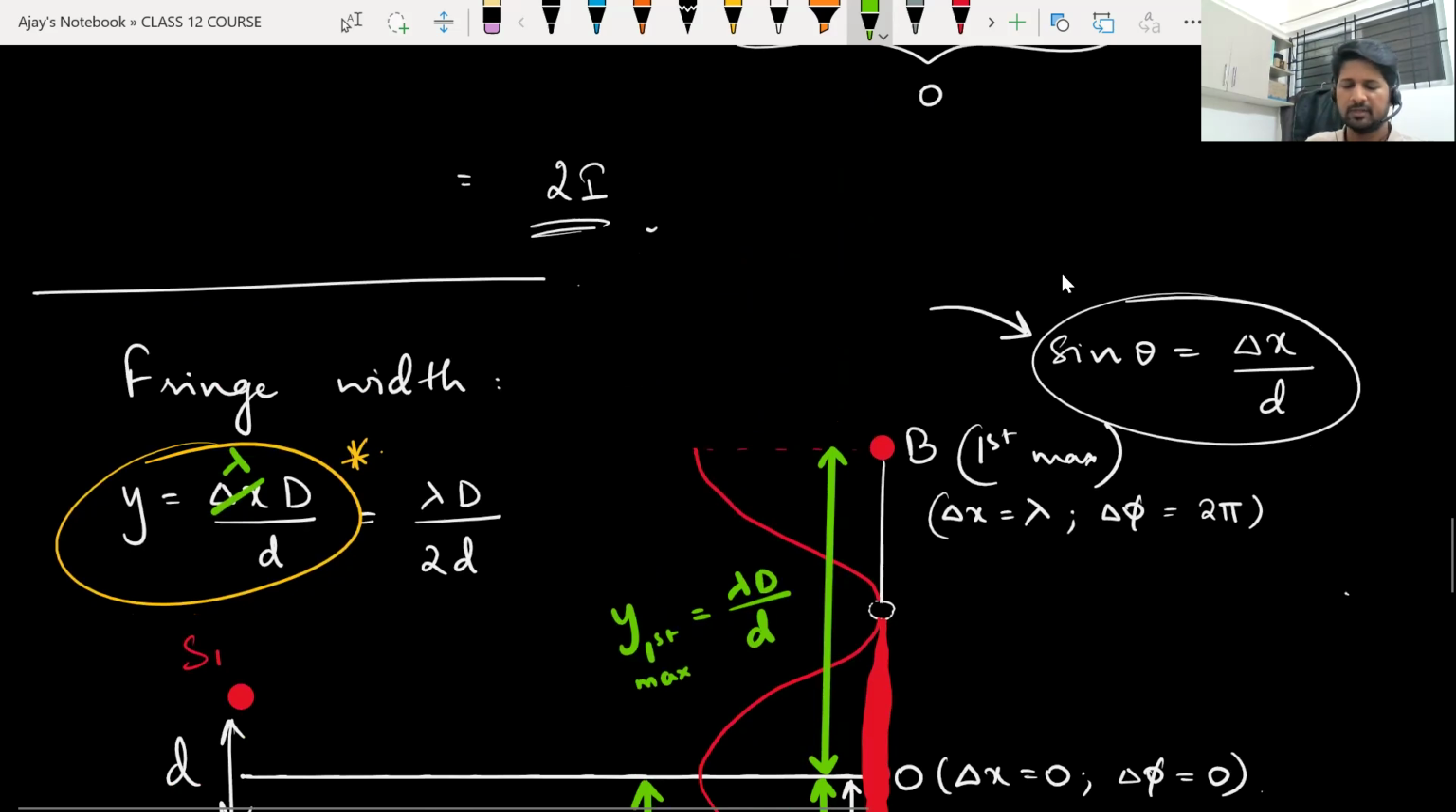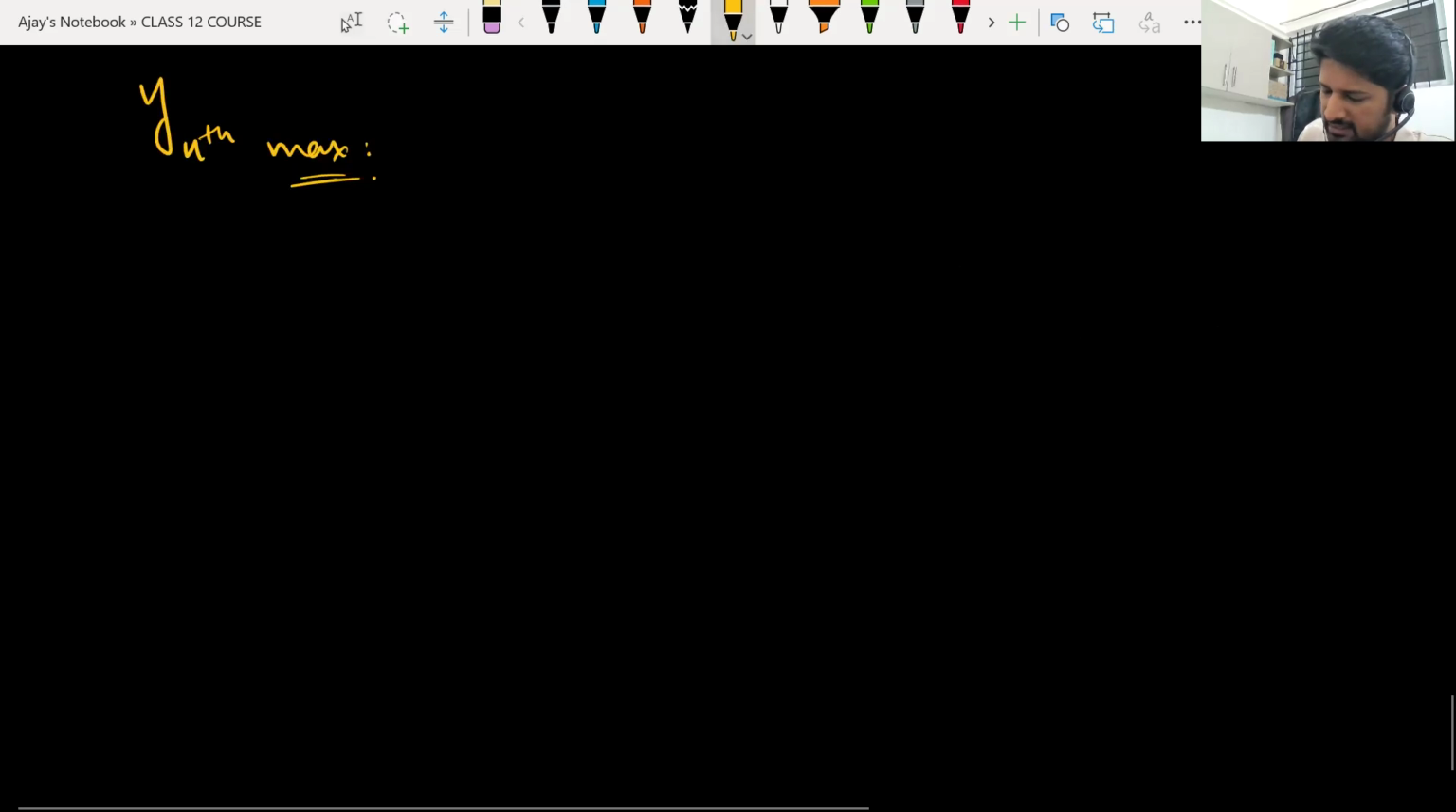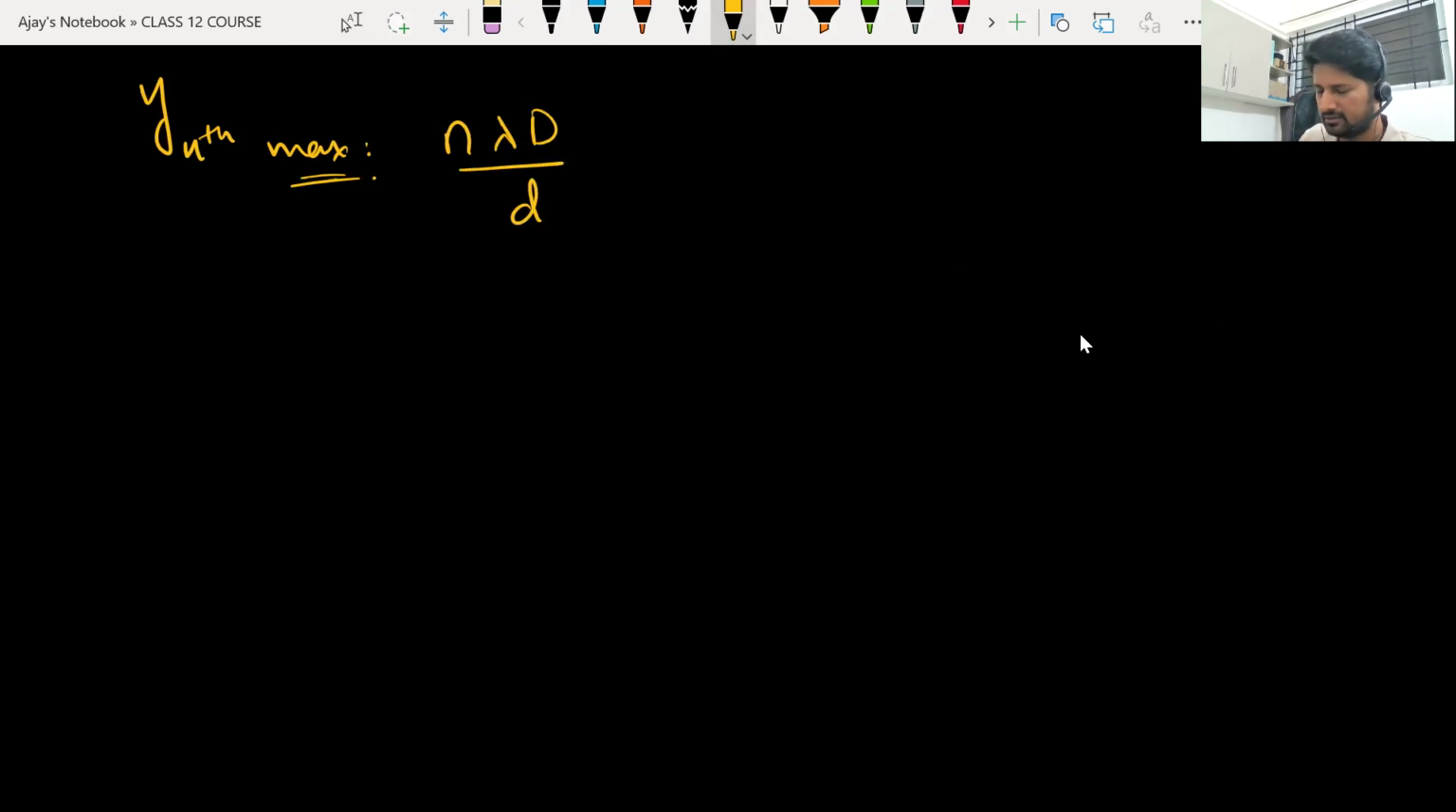For the first maximum, the path difference is one wavelength. For the second maximum, the path difference will be two wavelengths. In that case, the y coordinate becomes 2 lambda capital D by small d. That's the y coordinate of the second maximum. And so on. Third maximum will be 3 lambda capital D by small d. You will get that pattern. So nth maximum will be n lambda capital D by small d.